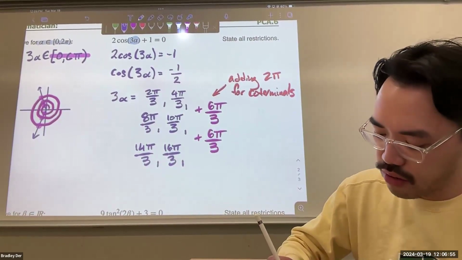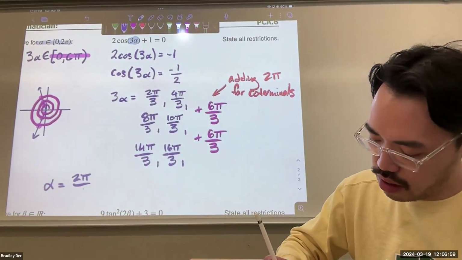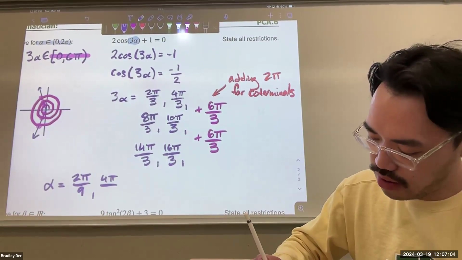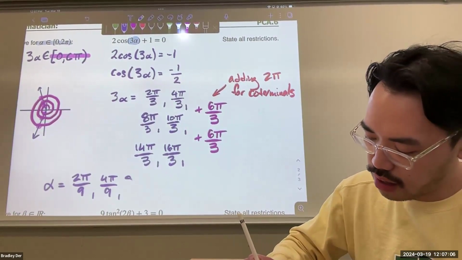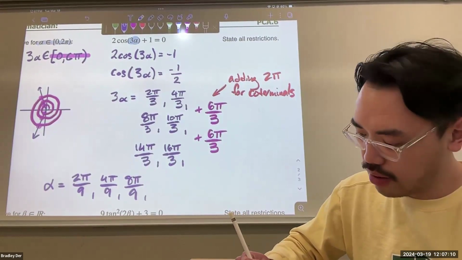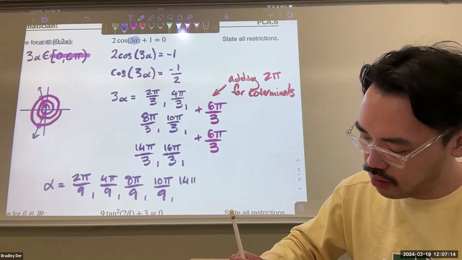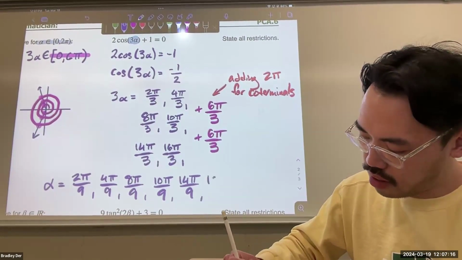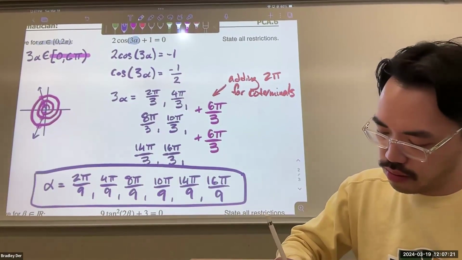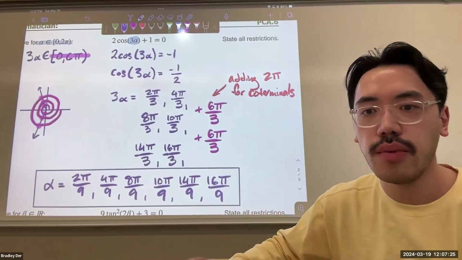So the last thing I just have to do is divide off the 3. So alpha, and then I'll take all those angles and divide by 3. So everything that was over 3 is now over 9. So 2 pi over 9, 4 pi over 9, 8 pi over 9, 10 pi over 9, 14 pi over 9, 16 pi over 9. Right, and that would be the final answer.